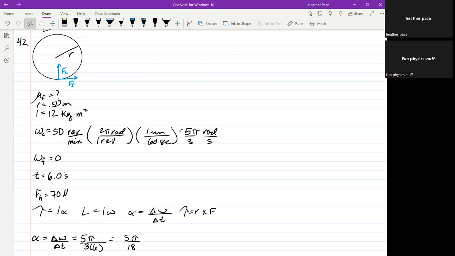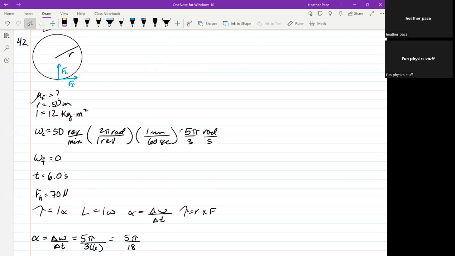A potter's wheel having a radius of 0.5 meters and a moment of inertia of 12 kilograms meter squared is rotating freely at 50 revolutions per minute. We are going to find that in radians per second right away. The potter can stop the wheel in 6.0 seconds by pressing a wet rag against the rim and exerting a radial inward force of 70 newtons. Find the effective coefficient of kinetic friction between the wheel and the wet rag.